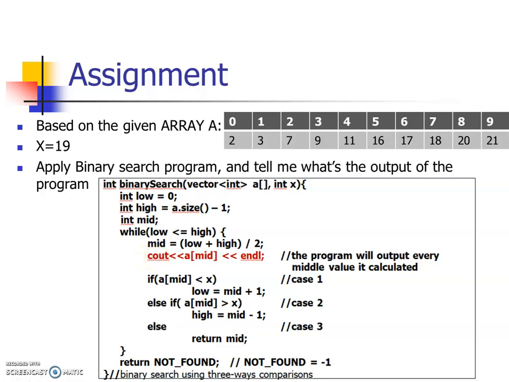It will generate outputs whenever you search a middle index, and you will output the middle value of that index. I want you to show me the output of the whole program, until it stops and finishes its operation. And of course, you know that it will end up with not found in this assignment. So there will be several outputs, and I want you to submit the exact outputs of this program.